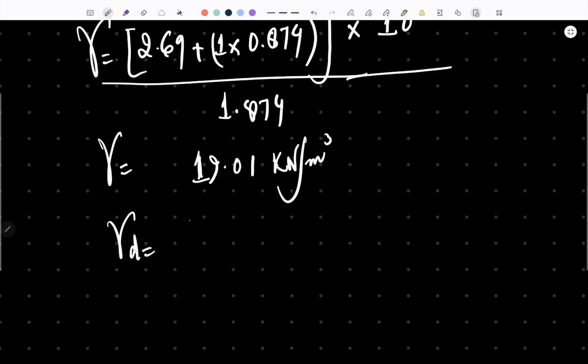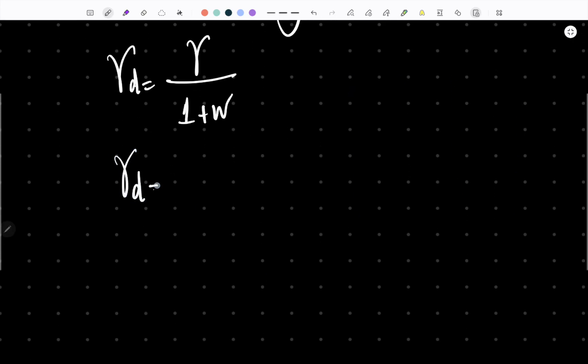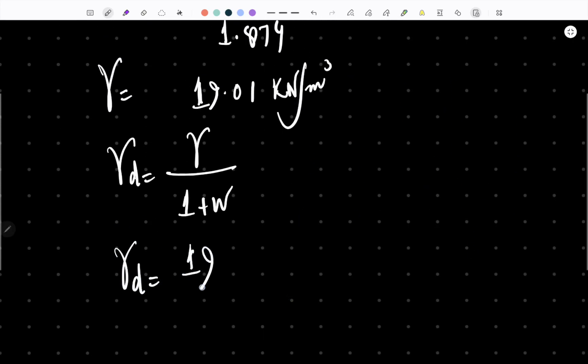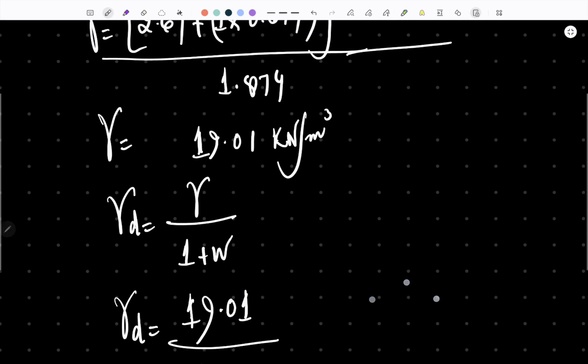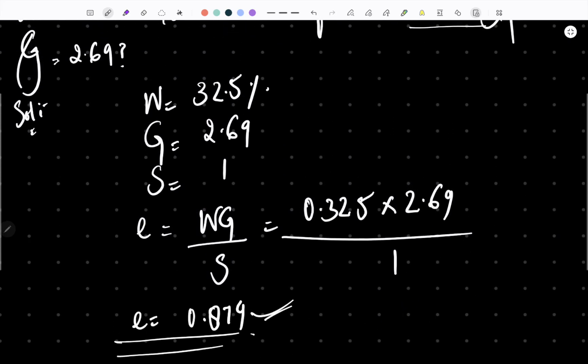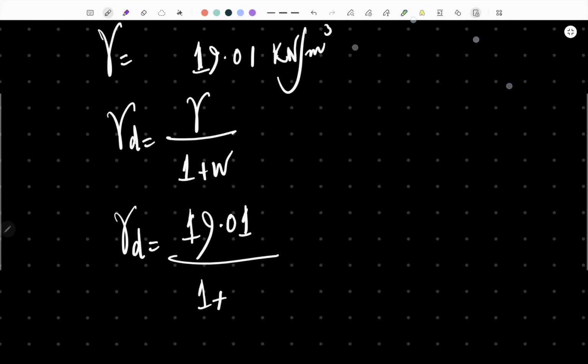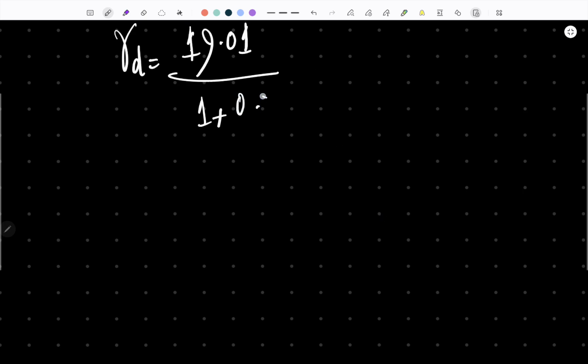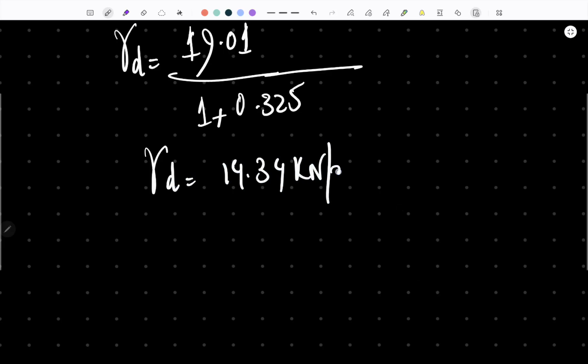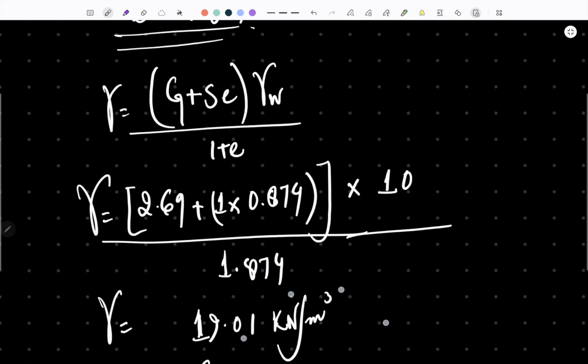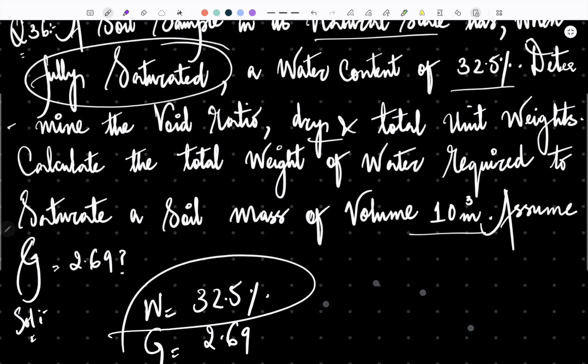We have to also find the dry unit weight. Dry unit weight is the total unit weight or the bulk unit weight divided by 1 plus water content. So dry unit weight is equal to bulk unit weight, which we just found out, 19.01, divided by 1 plus water content. Water content, as given in the question, is 32.5%. By calculations, dry unit weight is equal to 14.34 kilonewton per cubic meter. We have completed part A of this question, wherein we were asked to find the void ratio, dry and the total unit weight.